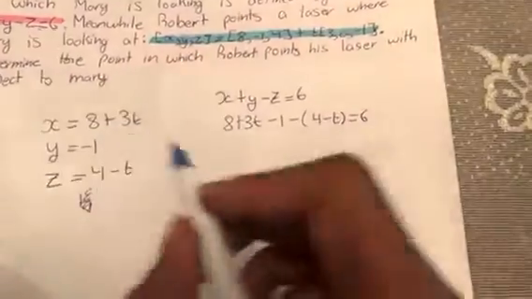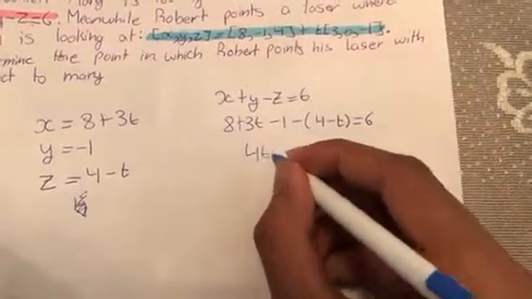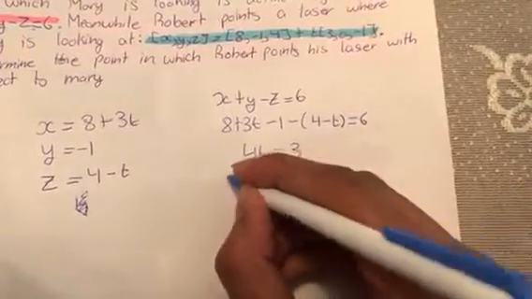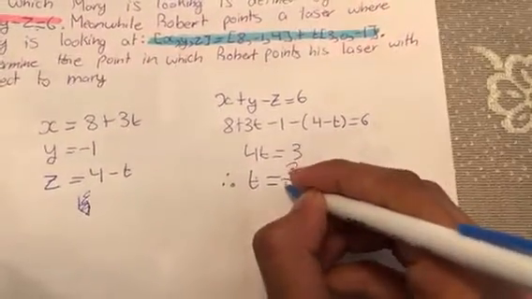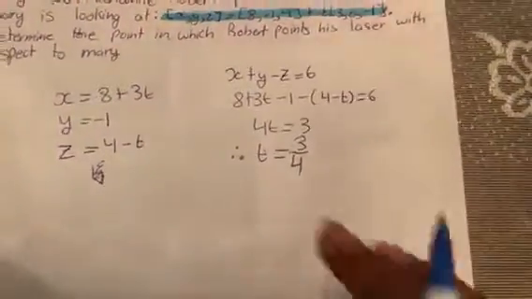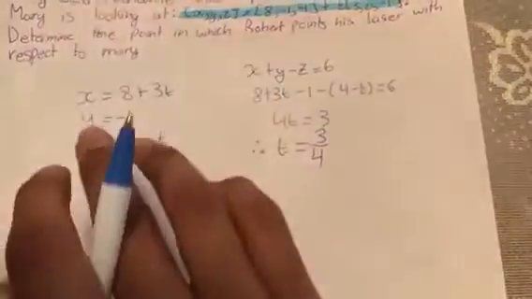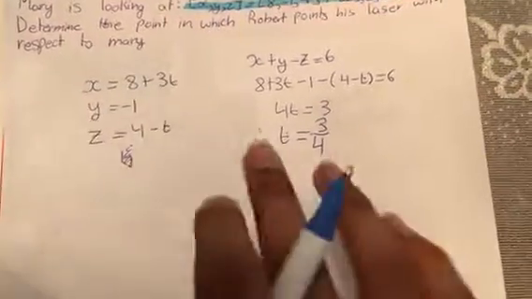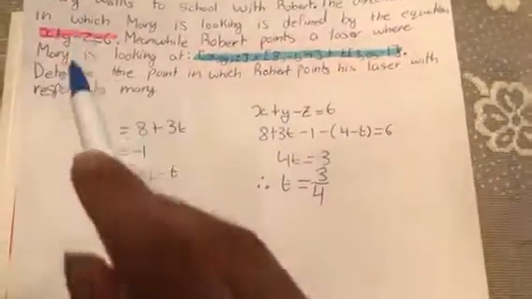Now, when you expand this, you'll get something that looks like 4t equals 3. So therefore t equals 3 over 4. So now we know the t value. What we will do now is substitute the t value into this parametric equation to determine the point in which Robert is pointing the laser at Mary.